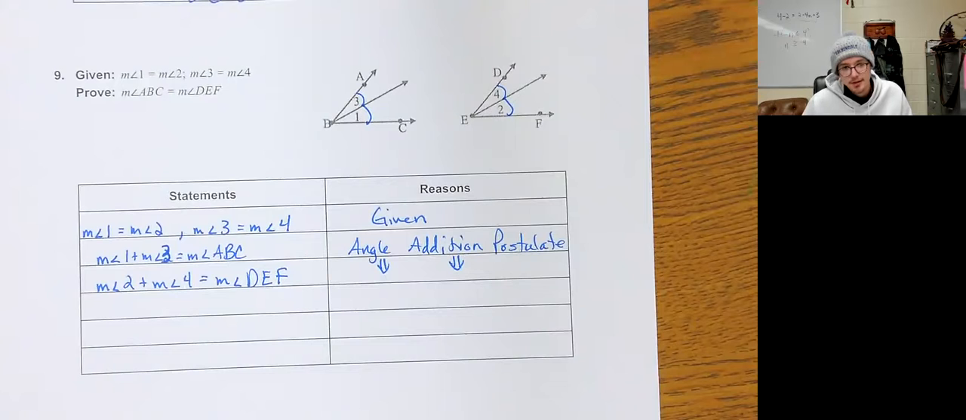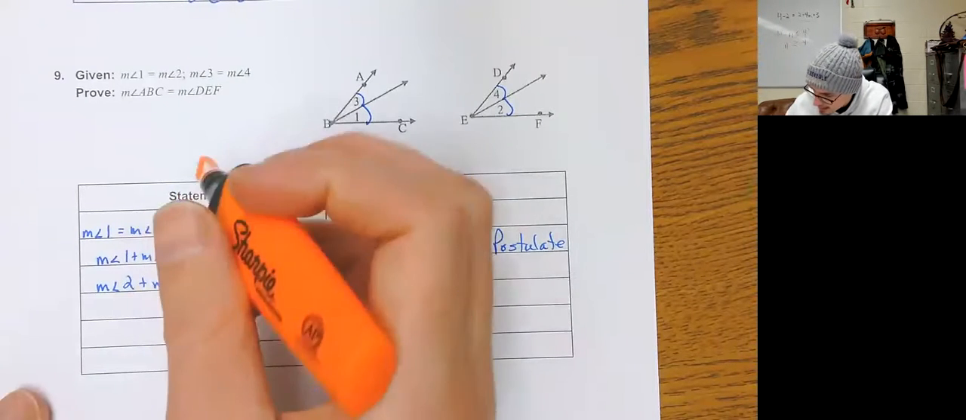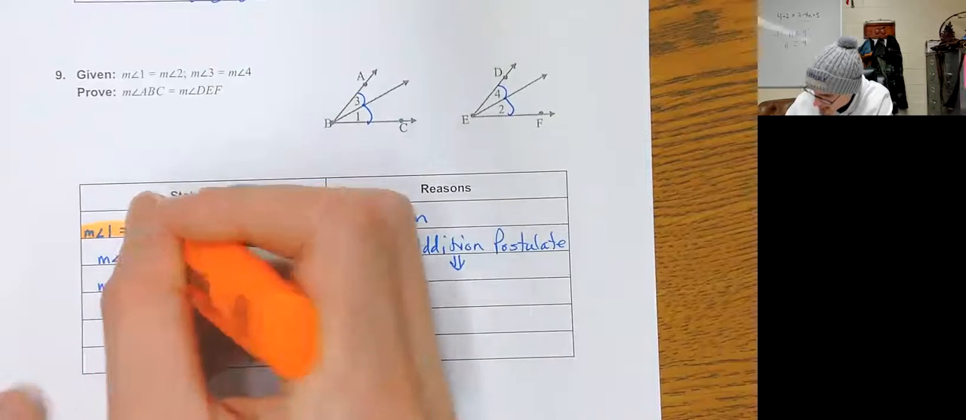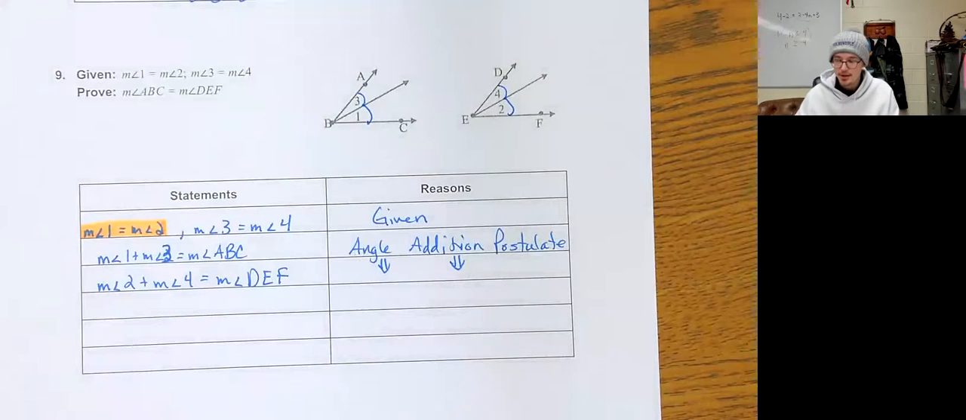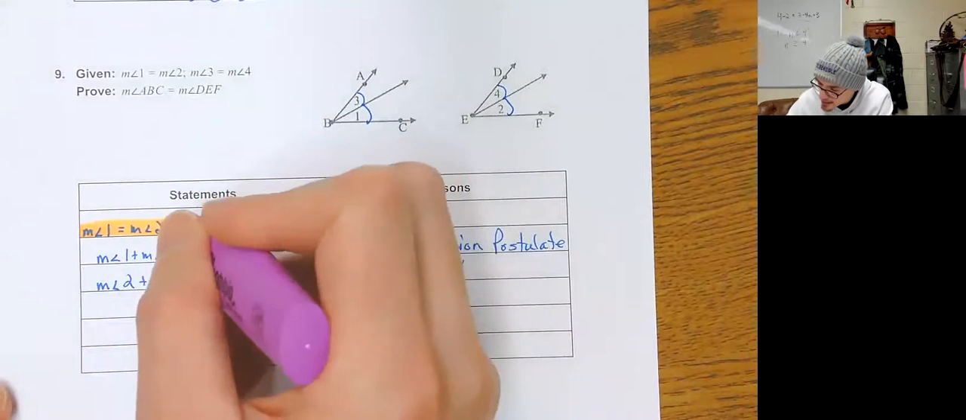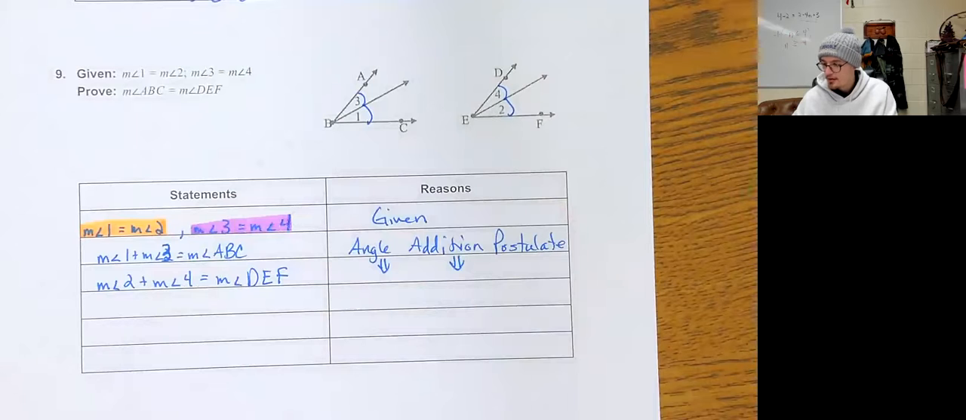Measure of angle 1 is congruent to measure of angle 2. Okay, I know what I'm going to do here. I can see that these can be substituted for each other, and these can be substituted for each other.